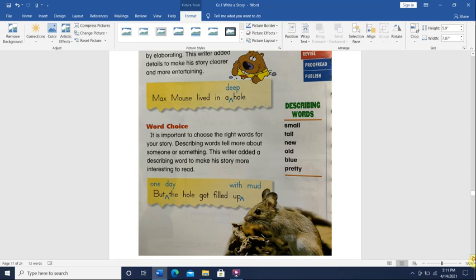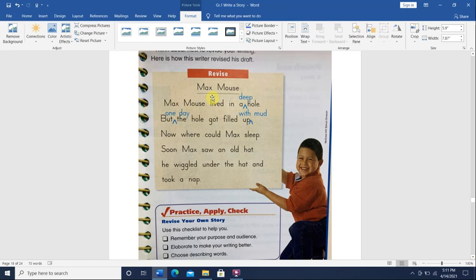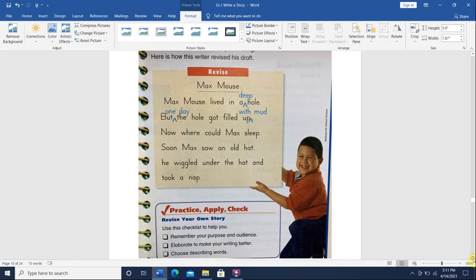Okay, and here is the sample of our draft. A draft is like a picture or the first copy of our story where we write the title and we start writing the details of a story in the correct sequence, but with more interesting or describing words. Okay?